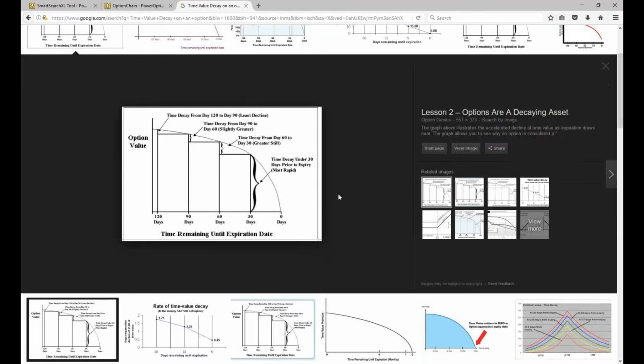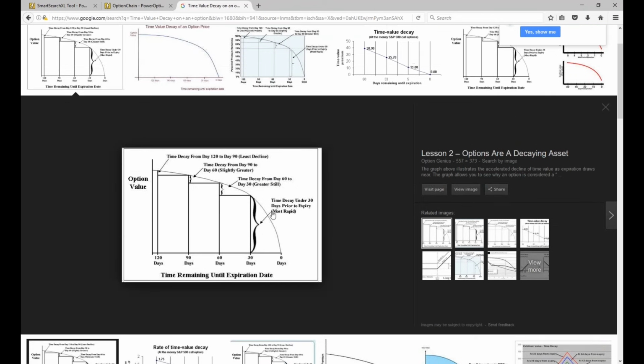Okay, so what you're seeing now, this is just a typical Google search, and you can look this up at any time. This is the image I actually use just straight off the internet for some of my webinars and some of my presentations. But this is showing you the time value decay of an option. And here's your days here. No, it's not the best image, but here's your days. So at 30 days, we start to see the rapid time decay.